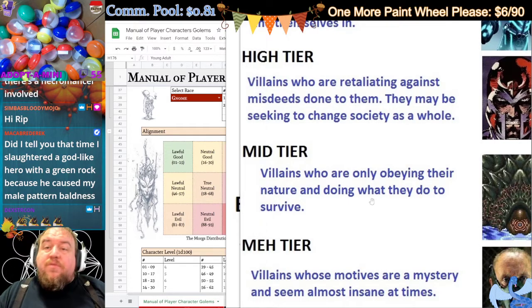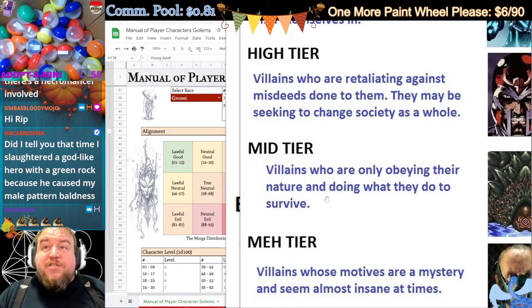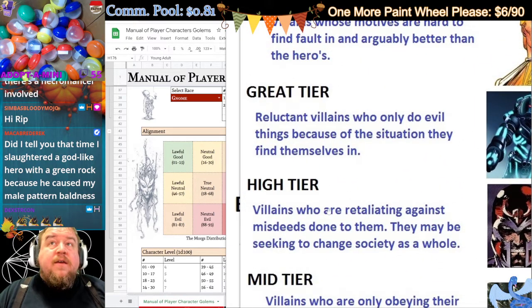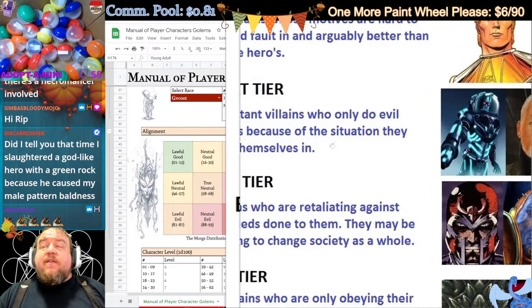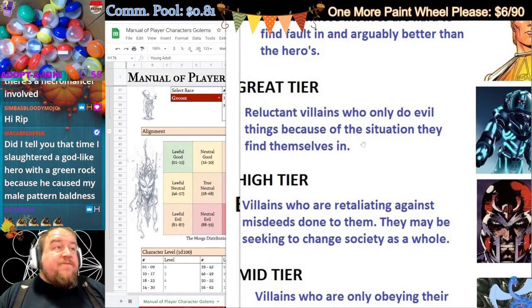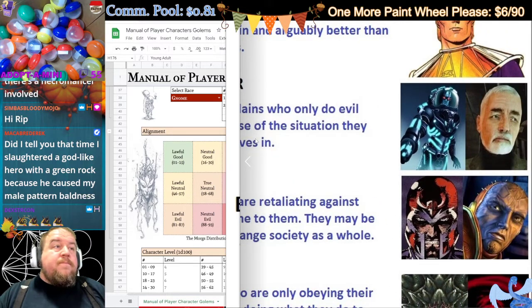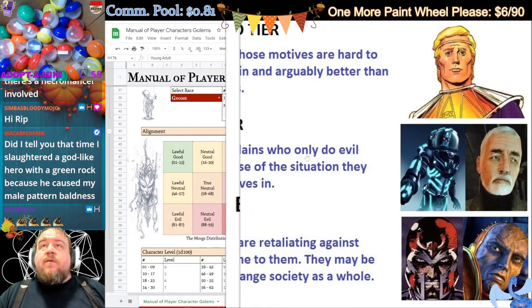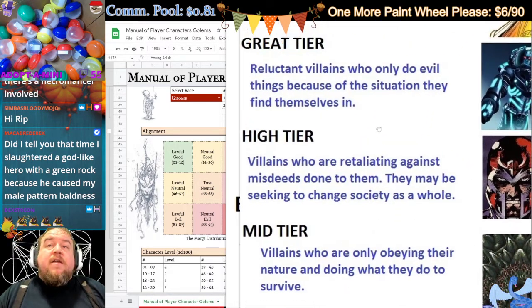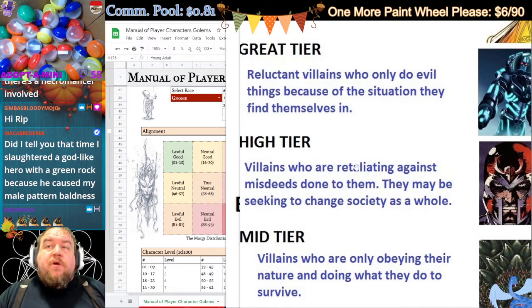I don't think this is going to fit a villain that we have just generated. I think we can easily have a high-tier villain or even a great-tier villain. A great-tier villain. Reluctant villains who only do evil things because of the situation they find themselves in. I'm sorry, that was great tier. High tier, or wait, did I? Oh, yeah, villains who are retaliating against misdeeds done to them. They may be seeking to change society as a whole.